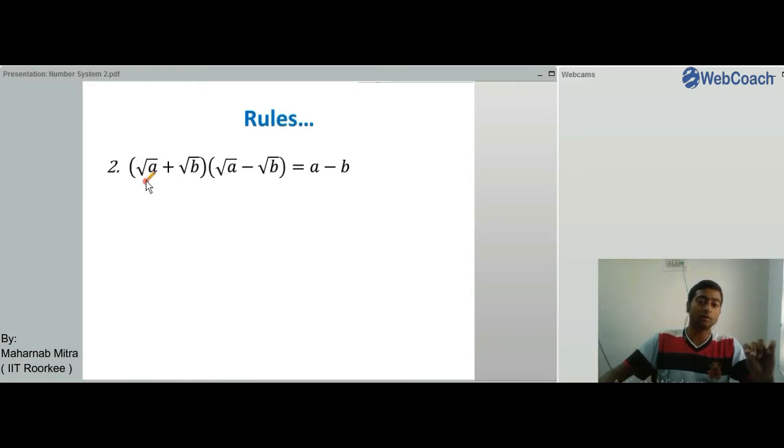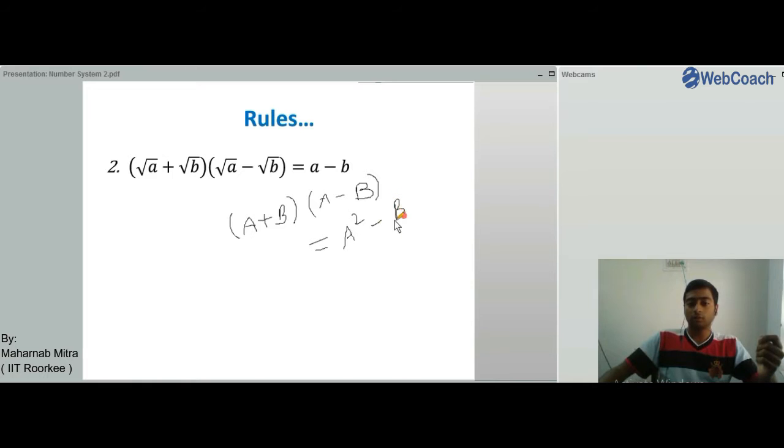Like here, the second rule which we are getting here is square root of a plus square root of b times square root of a minus square root of b, right? So what is happening here? I think you are getting some similar effect, right? A plus b into a minus b, right? What have you got in earlier classes? A plus b into a minus b, it is a square minus b square, right? That means what we have got in earlier classes, we have got a plus b times a minus b as a square minus b square, right?